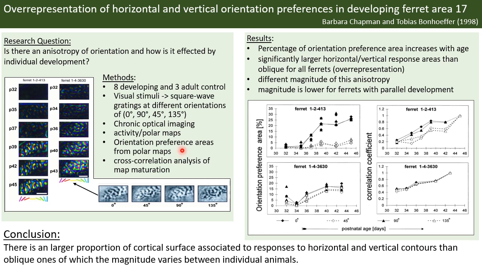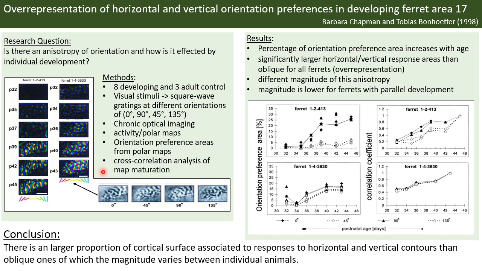To determine the maturity level of one of those maps, Chapman and Bonhoeffer performed a cross-correlation between the polar map of each development stage and the most mature one of that ferret. The most mature polar map here being the latest one, or the one where nothing changed to the next recording. Thus, a correlation factor of 0 indicates an immature map, while a factor closer to 1 represents a more developed map.